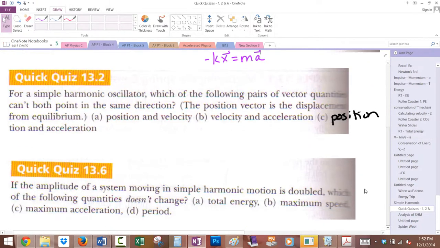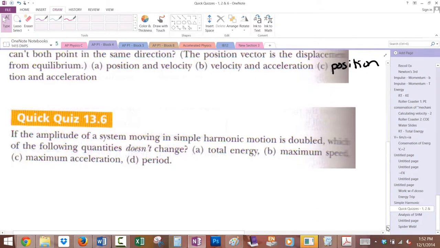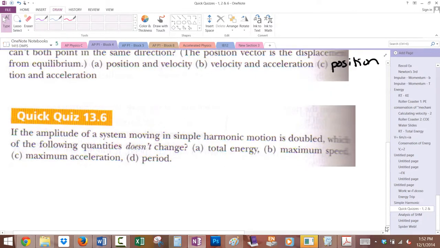One more? Let's see what you said for that one because I don't remember. Okay, a little more dissension. All right, here we go. We got to discuss this one too. The amplitude of the system moving in simple harmonic motion is doubled. Which of the following quantities doesn't change?